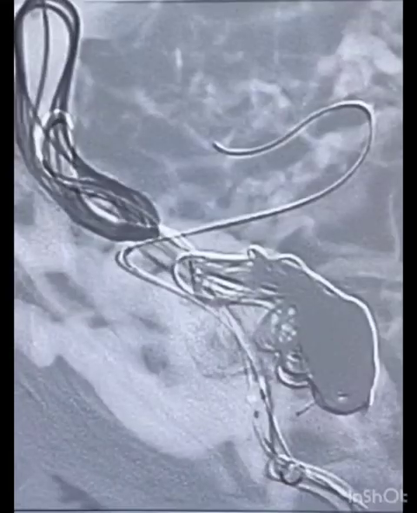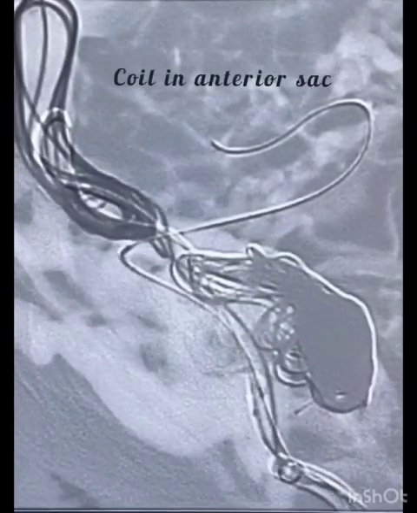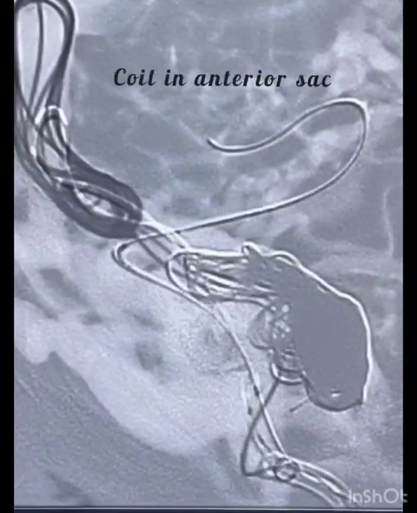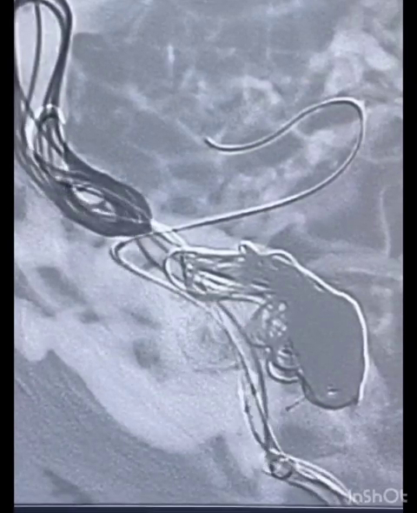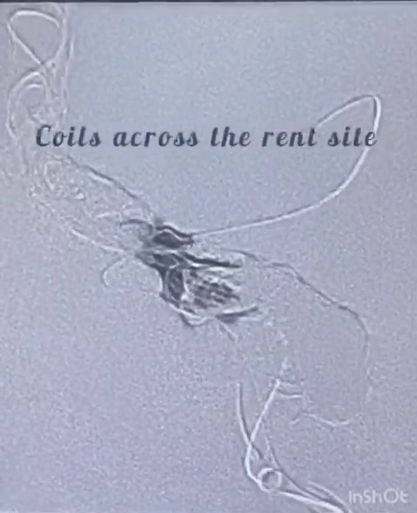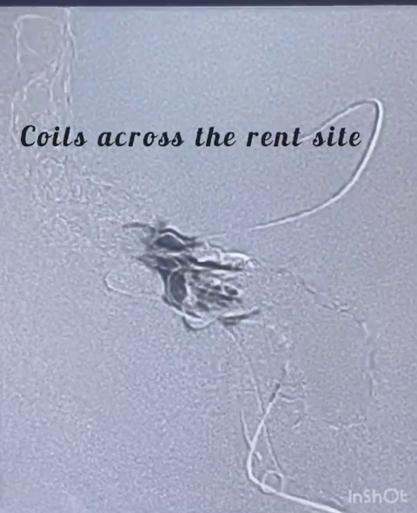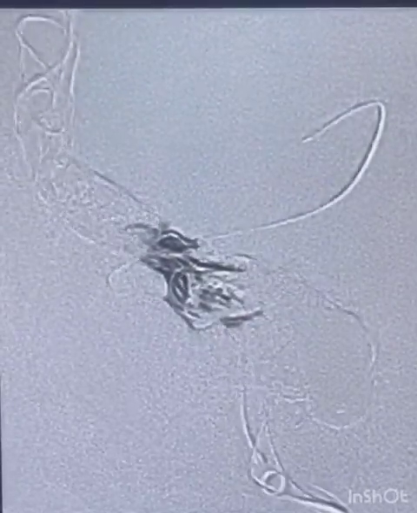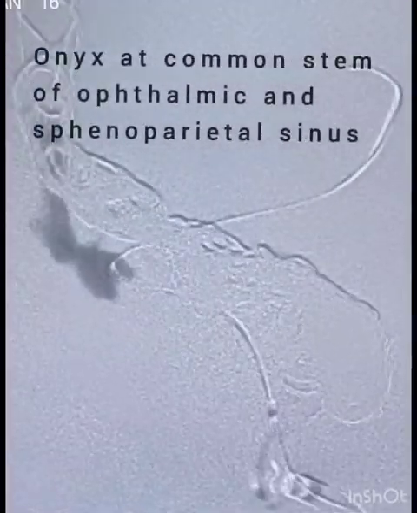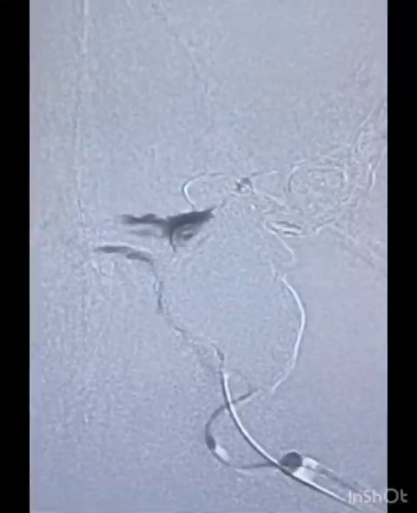Thereafter, two microcatheters were placed into the anterior sac and progressively coils were deployed in the anterior sac as well as across the rent, as noticed on the roadmap here. Onyx was injected from the anterior microcatheter, which showed spread of Onyx into the ophthalmic vein.